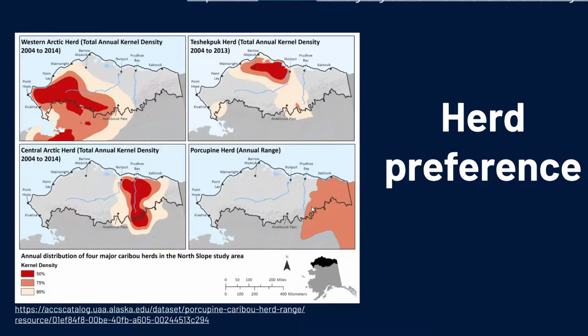You might also see the behavior of herd preference within certain habitats. In this caribou herd distribution, in the top two panels and the bottom left, we see that there's a difference in the dispersal or the home range of each of these herds to allow them to not have to compete for resources. They've distributed themselves in different parts of this particular portion of Alaska.